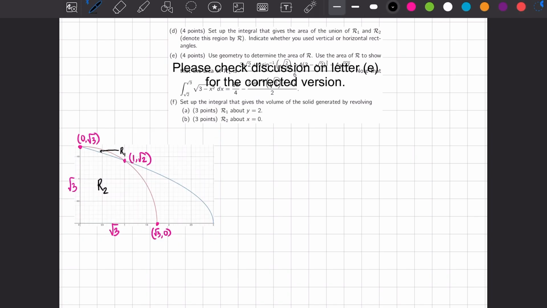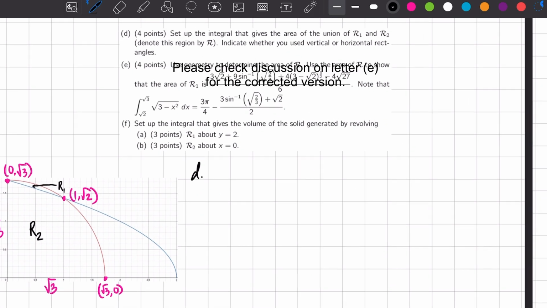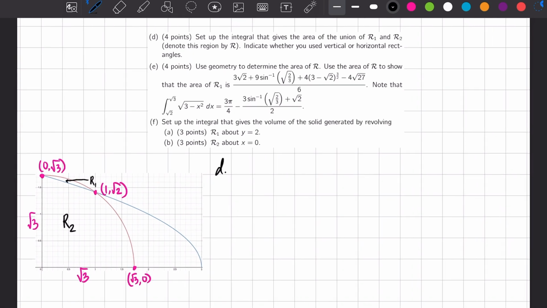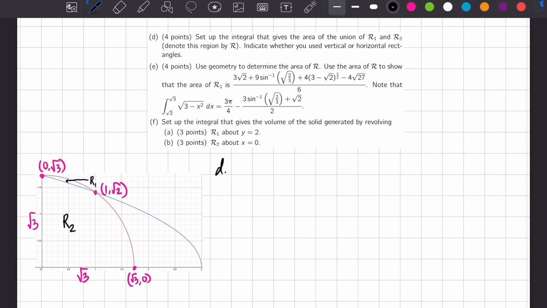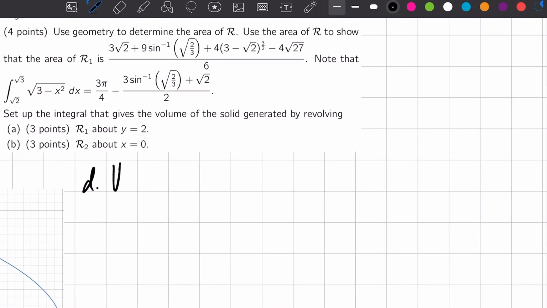For letter D, set up the integral that gives the area of the union of R sub 1 and R sub 2. So we will obtain this area right here. Then we indicate whether we use vertical or horizontal rectangles. For this one, let's try to use both of them. So let's first use vertical rectangles.